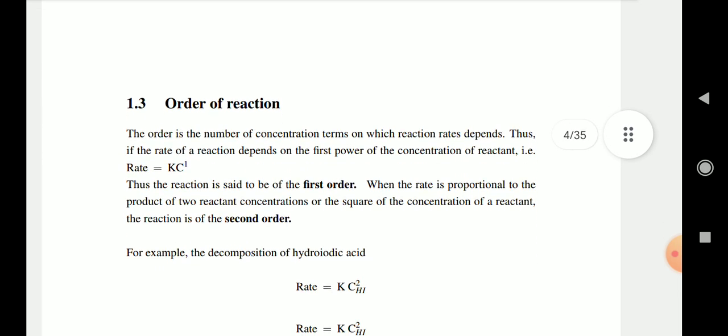Next, order of reaction. The order is the number of concentration terms on which the reaction rate depends. Thus, if the rate of reaction depends on the first power of concentration of reactant, that is rate equals kC1, the reaction is said to be first order. When the rate is proportional to the product of two reactant concentrations or the square of the concentration of a reactant, the reaction is of second order.